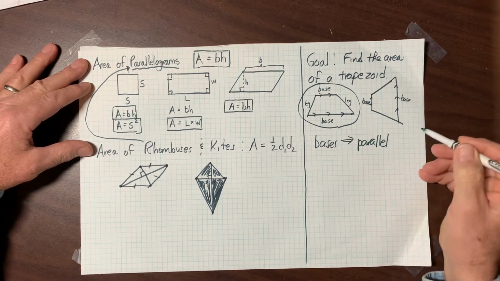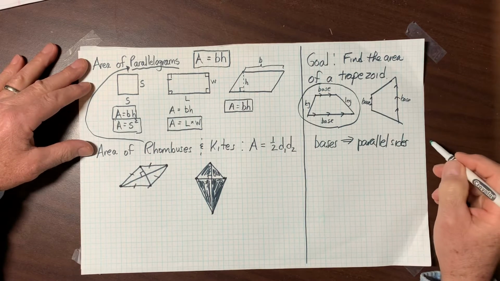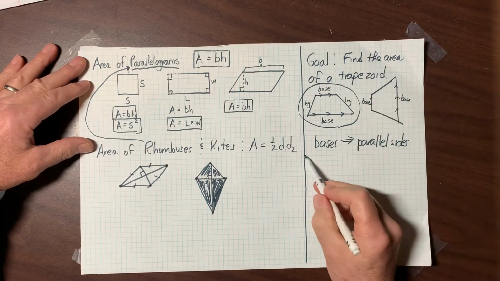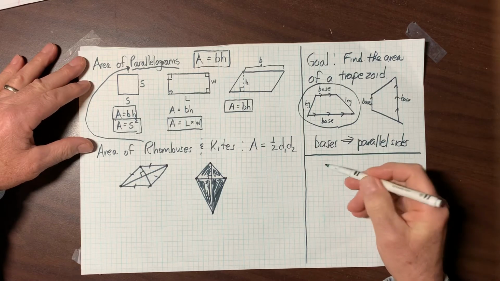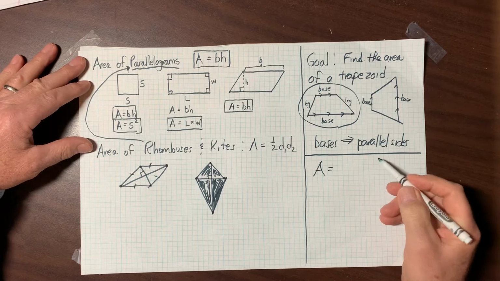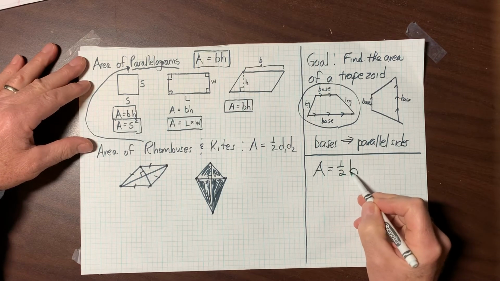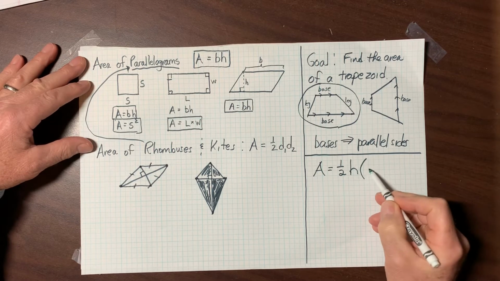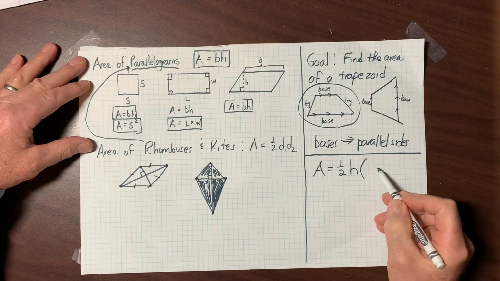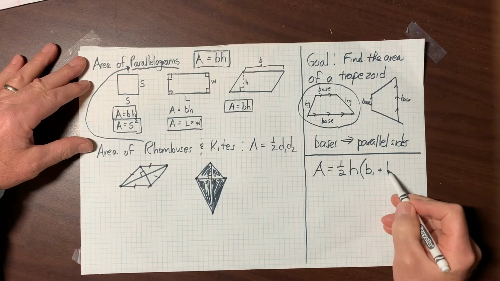I wouldn't be emphasizing that if it wasn't important. So our goal is to find the area of a trapezoid. You know what we need to do that? We need a formula. So here's our formula right now. The area of a trapezoid is found by multiplying 1/2 times the height times the sum of the bases. So this part that I'm about to write right now refers to the sum of the bases, in parentheses, B sub 1 plus B sub 2.